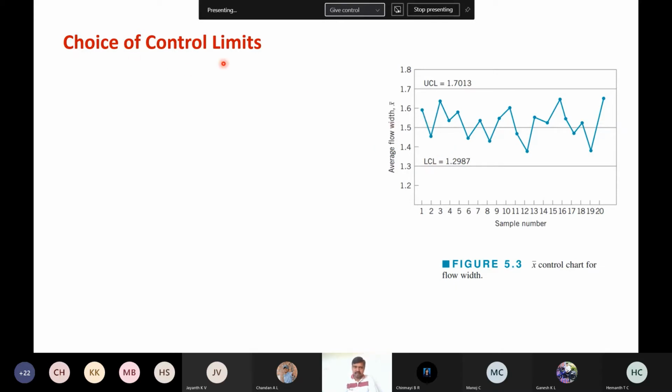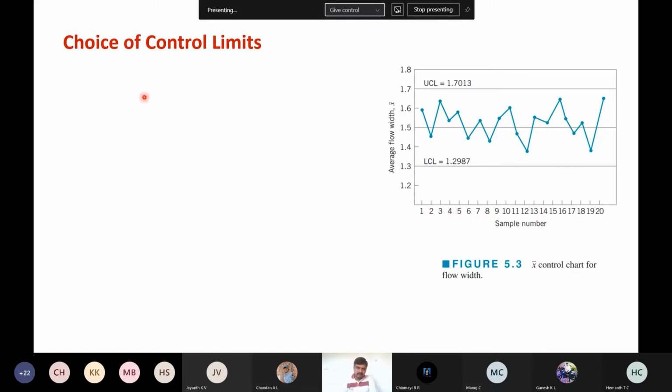But now, in order to plot a control chart, what are the things we need? First we should decide the quality characteristic, like in this example, flow width. In some cases it may be a dimension of the physical product or any other quality parameter. Then the sample number. If you are picking 20 samples from a lot of 1000 units of a product, then you have to number them: sample 1, sample 2, sample 3, like that. That is the sample number.